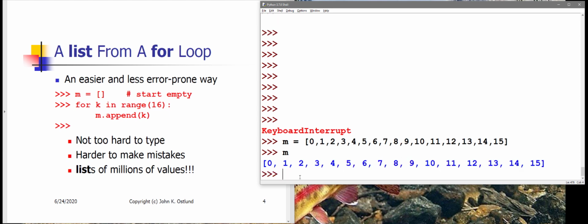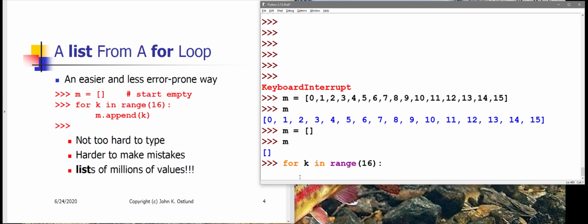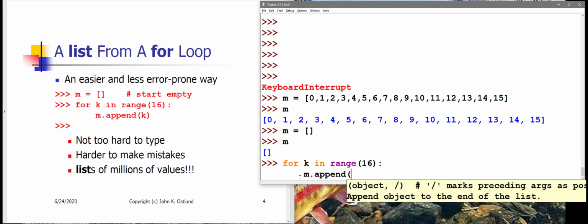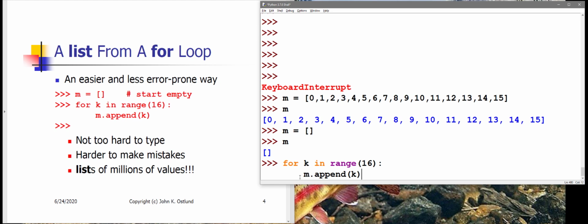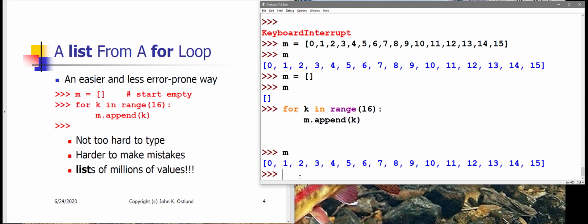Okay, so there's m. This time I'm going to start with m being an empty list, and I can use a loop with a range to append the values in the range to the list, one value at a time. That also gives me a list of values from 0 up to and including 15, that is 1 less than 16. I found that easier to type. It's a lot less likely that you're going to make typing mistakes and have duplicate values or missing values.